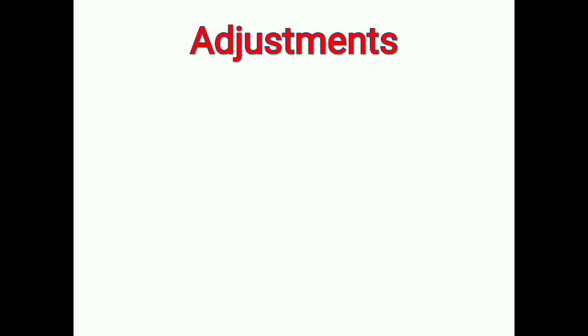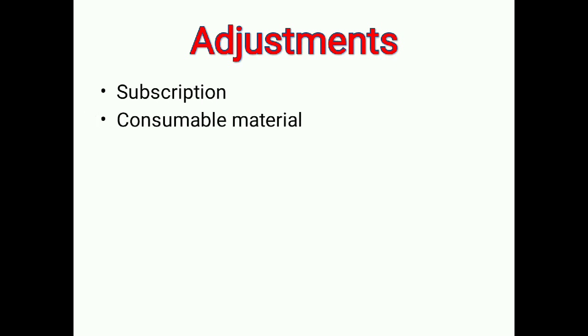But before the preparation of the balance sheet, as it was the case in profit-making companies, you have to make some necessary adjustments. It will be the same here, but the adjustments are different, so we will take those adjustments. The first is subscription, the second is consumable material, and the third is a specific fund. I would prefer you to read them one by one, and I have followed the same pattern.